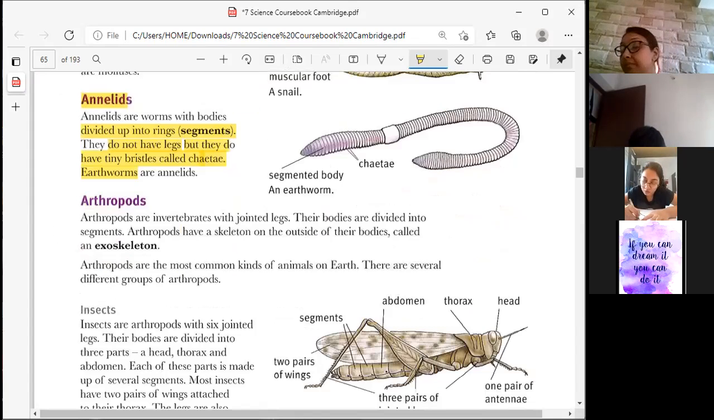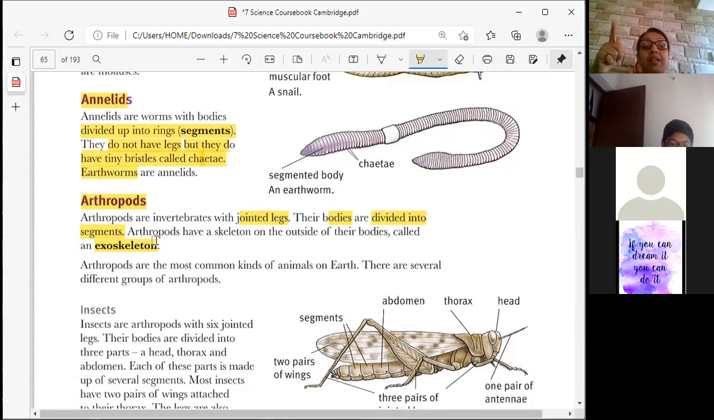I only wrote the points, like for arthropods, I just wrote they have joint legs, and they have an exoskeleton. Body divided into segments is the second important point. And the third is, you can say, exoskeleton. So arthropods, three characteristics: joint legs, body divided into segments, and third point is exoskeleton.